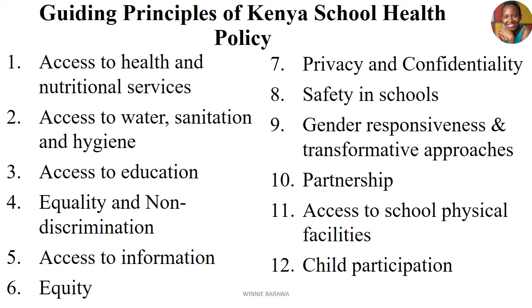Other principles include children having access to privacy and confidentiality, learners' safety in schools, gender responsiveness and transformative approaches, and partnerships, ensuring that schools are working in partnership with international organizations, community groups, partners and other stakeholders to ensure that there are effective school programs, to ensure that learners are kept healthy. There's access to proper school physical facilities and infrastructure that are safe enough for the children. And the other bit is child participation, that every child is given an opportunity to participate while in their school environment.